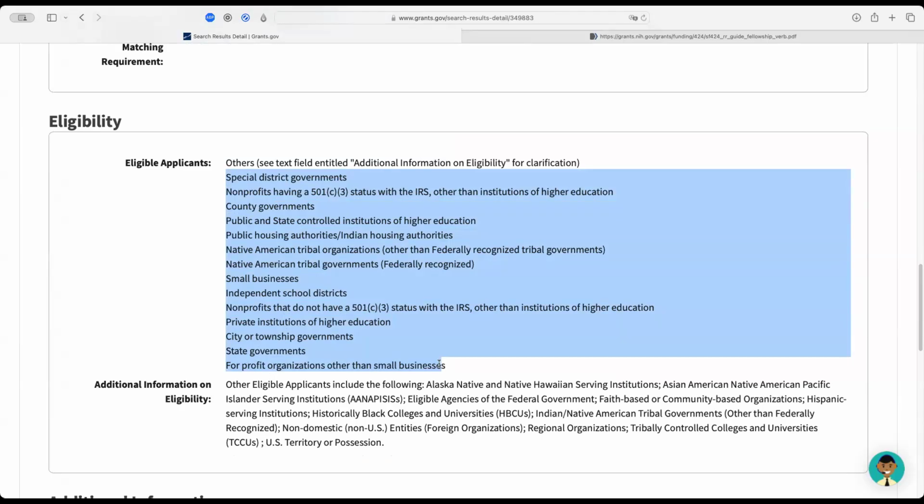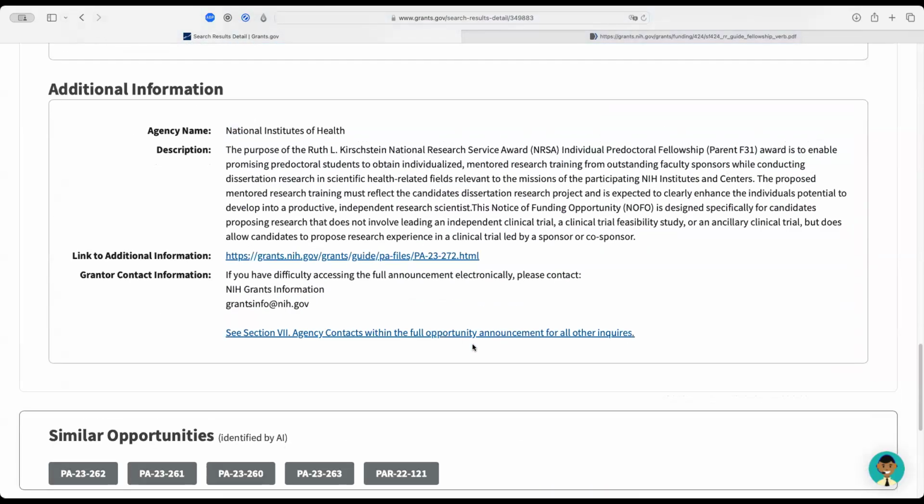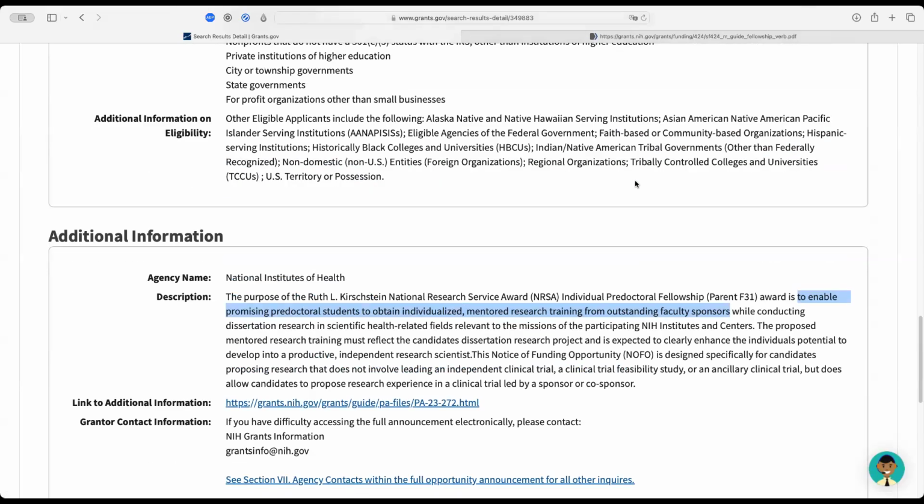And for many of these NIH awards, what you actually need to do is apply through your institution because the institution is allowed to nominate up to a certain number of people per year. And so for this, you want to know who is the director of your Office of Sponsored Programs or equivalent research office that deals with those things. So you'll note that it says to enable promising pre-doctoral students, so not having completed a doctorate yet, to obtain individualized mentored research training from outstanding faculty sponsors while conducting dissertation research related to those umbrellas.